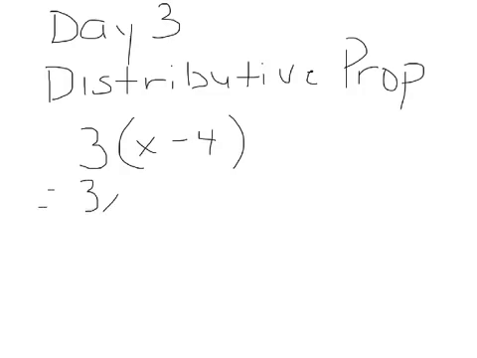Distributive property always just tells us that we have a number outside of brackets that we're going to distribute to the inside terms. When we distribute that 3 inside, we multiply it by both terms. So 3 multiplied by x, so I first do 3 times x, subtract 12, because then I'm going to take my 3 and multiply it by -4.